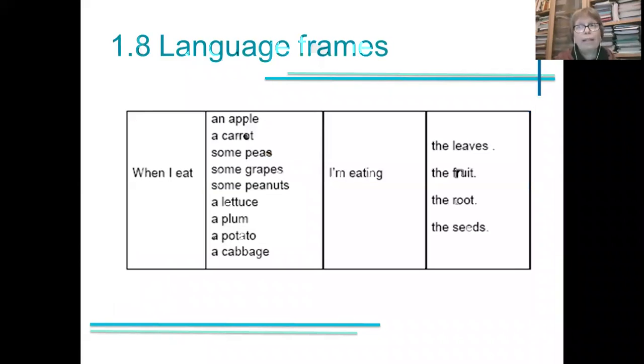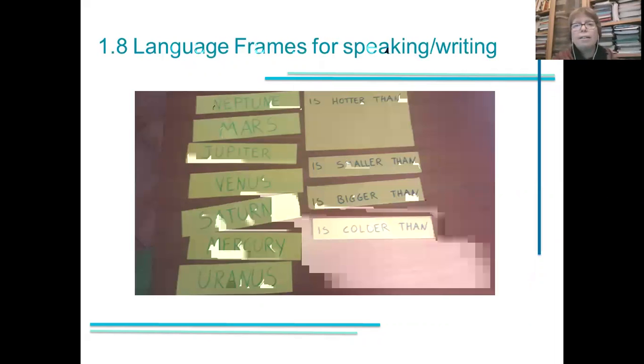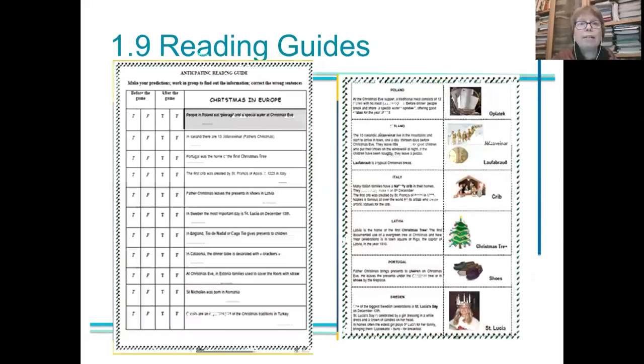This is a more complicated one. When I eat an apple, I'm eating the fruit of a plant. When I eat a carrot, I'm eating the root of a plant. If I don't provide the students with this language frame, they wouldn't be able to speak by themselves or write down a sentence like this. This is another kind about comparing planets. Jupiter is smaller than what else.